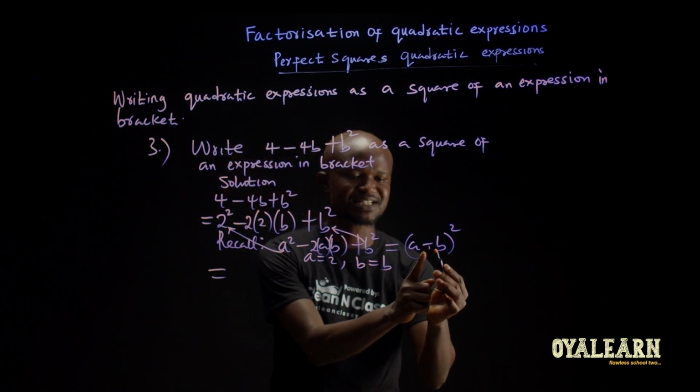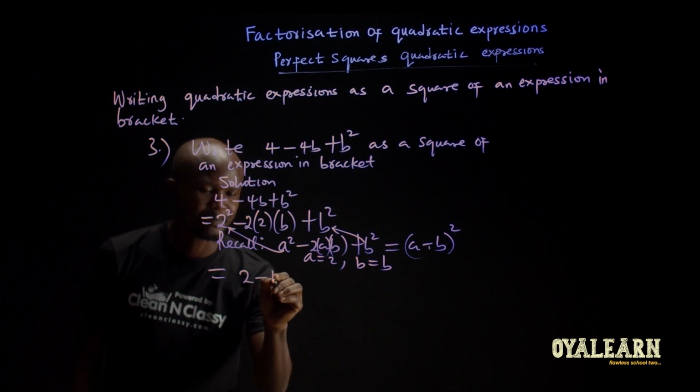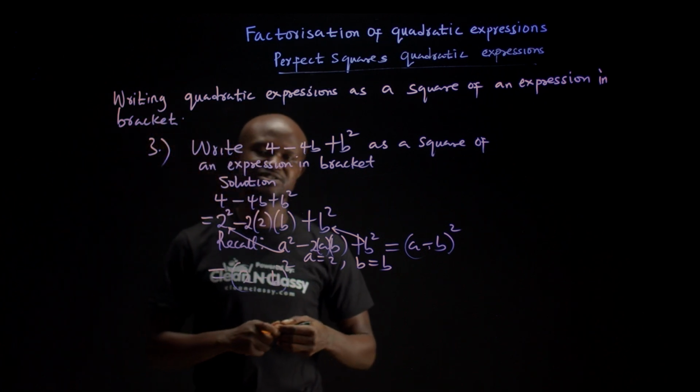Using this formula, expressing it in this form, our a is equal to 2. We now have 2 minus b, raised to the power of 2. That is the solution to the question.